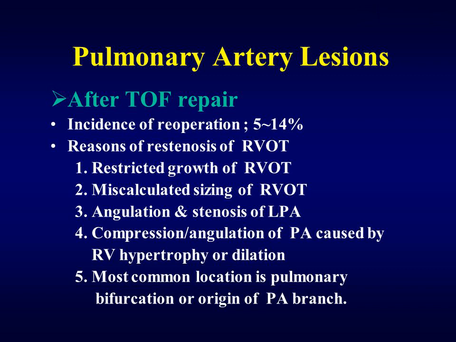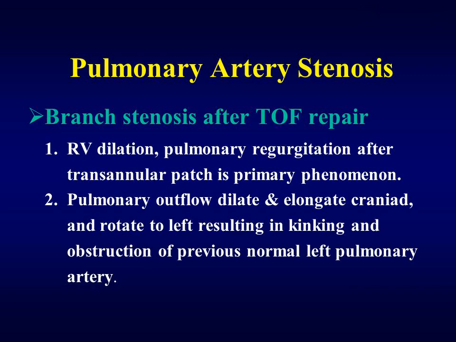After TOF repair, incidence of reoperation is 5 to 14%. Reasons for risk of stenosis of the VOT: 1. Restricted growth of VOT. 2. Miscalculated sizing of VOT. 3. Angulation and stenosis of LPA. 4. Compression or angulation of PA caused by RV hypertrophy or dilation. 5. Most common location is pulmonary bifurcation or origin of PA branch. Pulmonary artery stenosis.